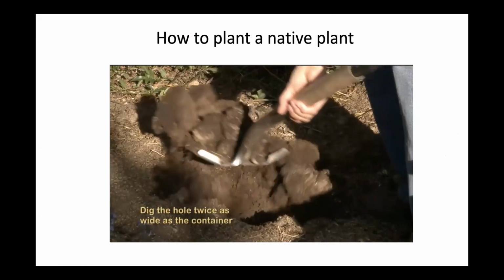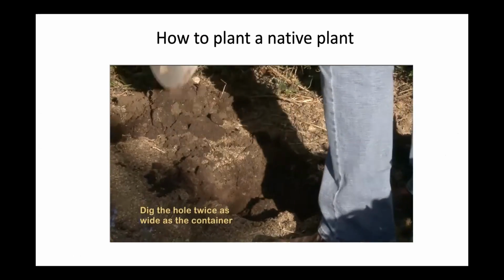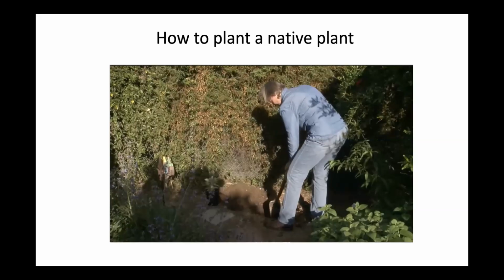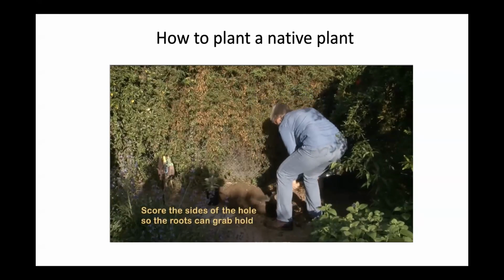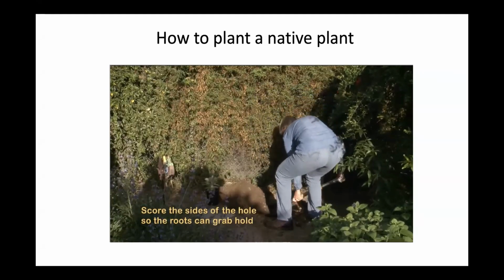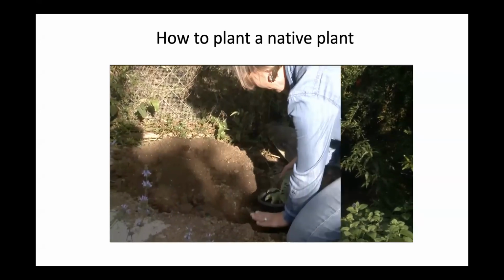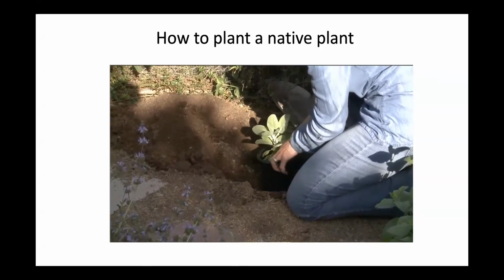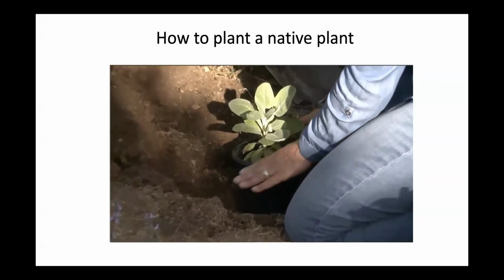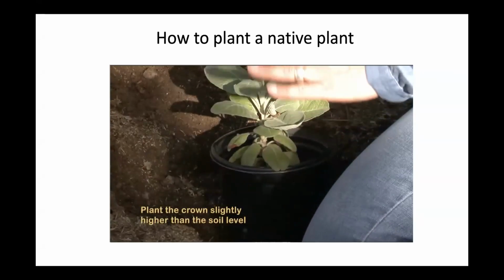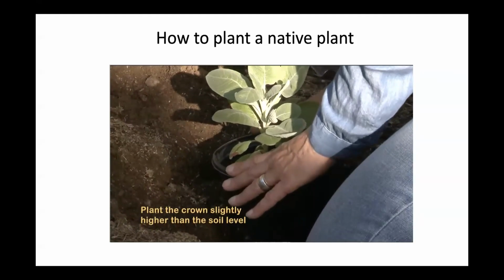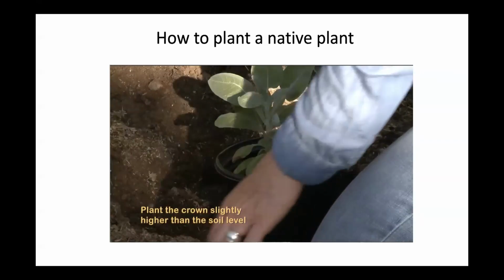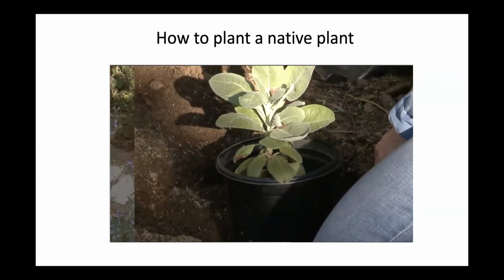Then the next step is you want to dig it twice as wide as the container. And you want to sort of score the sides of the hole so that the roots can grab hold. You do not want to make a smooth-sided hole. It's looking just as if the plant crown is sitting slightly higher than the soil level. That's perfect to make a little plant island with a moat around it and then a berm around the moat to keep the water in.